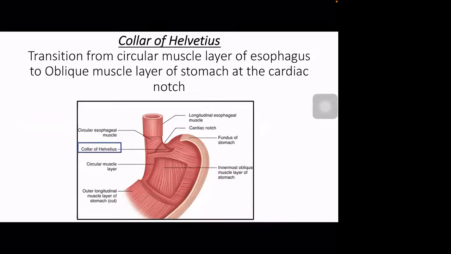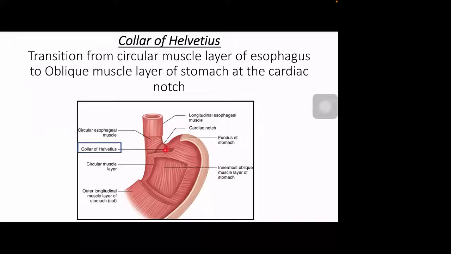So next, another important anatomical landmark which you have to remember is the collar of Helvetius. Basically, the collar of Helvetius is a transition. See my highlight here. This is the circular muscle of the esophagus, and as it comes to the stomach, it transitions into the oblique muscle layer.